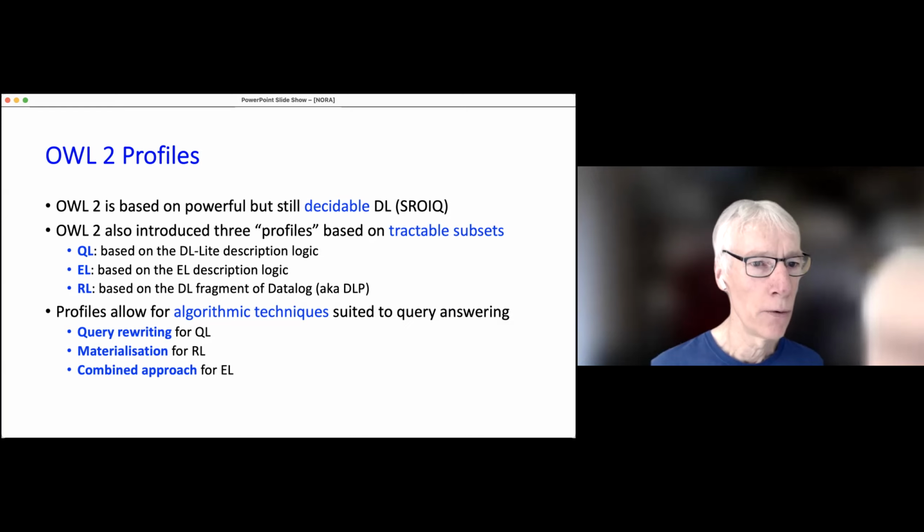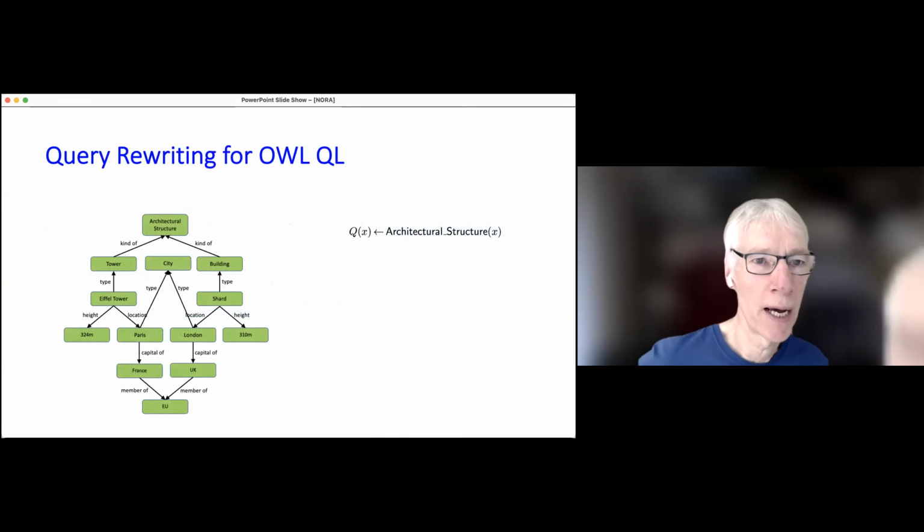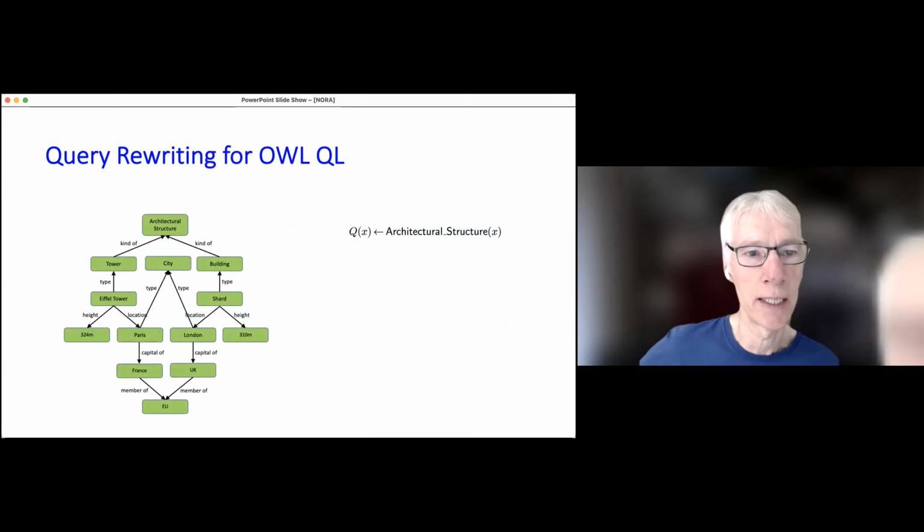The other thing about these profiles is that the logics in question allowed for different algorithmic techniques that were much better suited to query answering. So in particular, the QL language was actually specifically designed so that it could use an algorithmic technique called query rewriting to perform query answering. And in the RL case, we can exploit materialization techniques from Datalog, and there's a similar approach for the EL profile. So it'll be interesting perhaps just to very briefly explain how those techniques work.